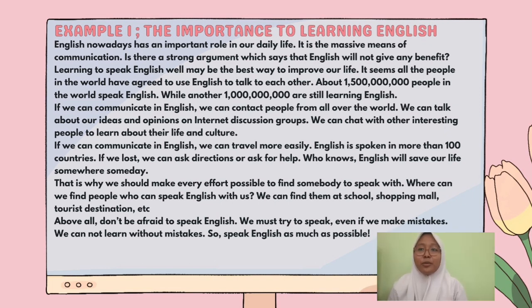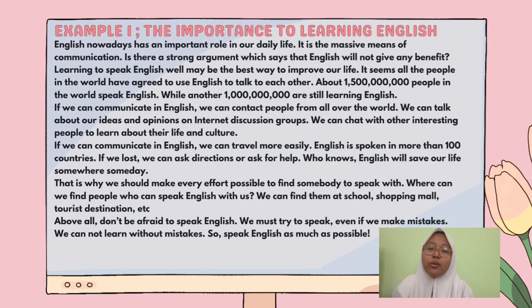The second is arguments. Arguments are several paragraphs containing evidence, reason, facts that can support the main idea. For example, like 1. Learning to speak English may be the best way to improve ourselves. That is in the second paragraph. 2. If we can communicate in English, we can contact people from all over the world. That is in the third paragraph. And the last, if we can communicate in English, we can travel more easily. That is in paragraph 4.